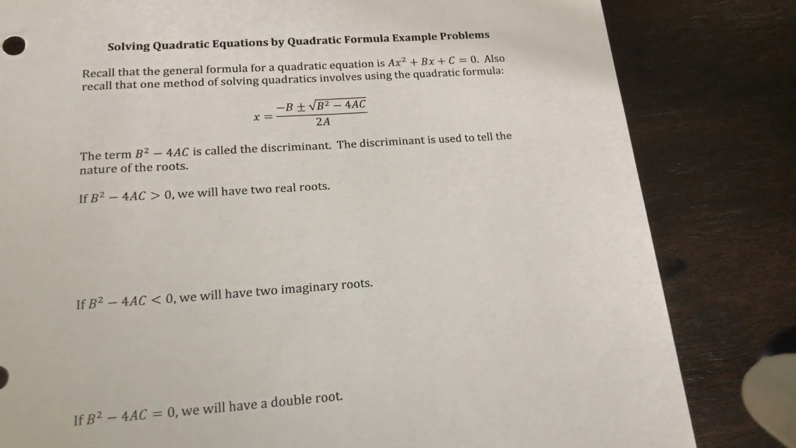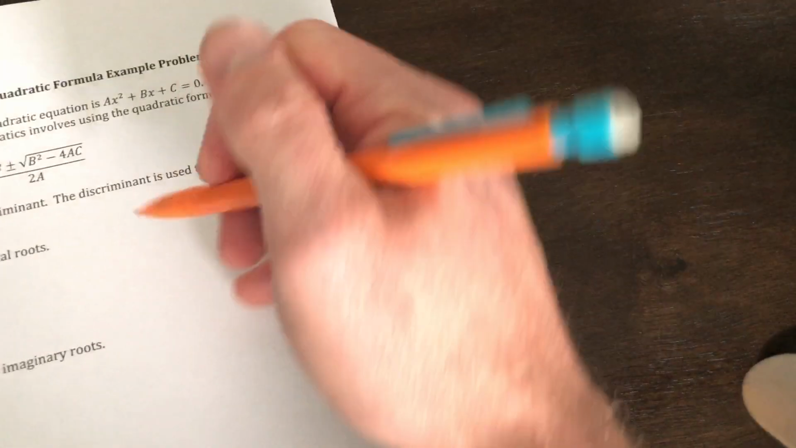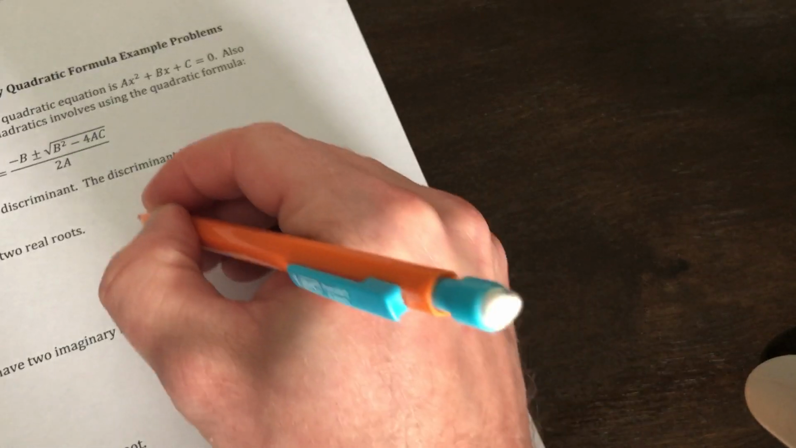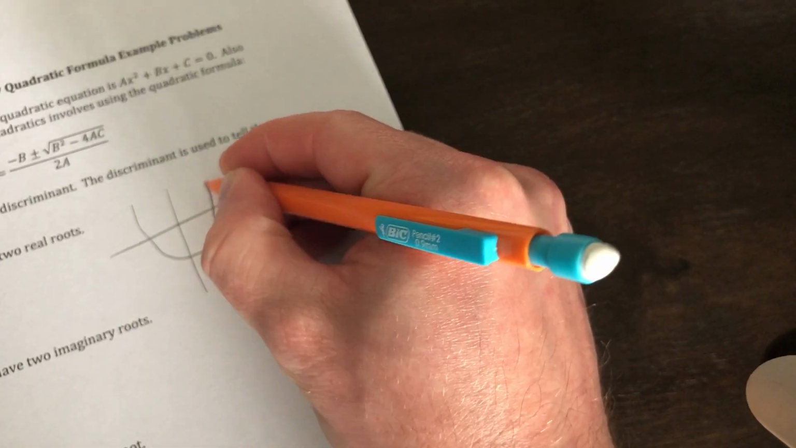Okay? So, the term b squared minus 4ac, whatever's underneath the square root, is called the discriminant. The discriminant tells you what type of roots you're going to have. Okay? So if b squared minus 4ac is greater than 0, you're going to have two real roots. So what does this mean? So it's going to cross the x-axis twice.